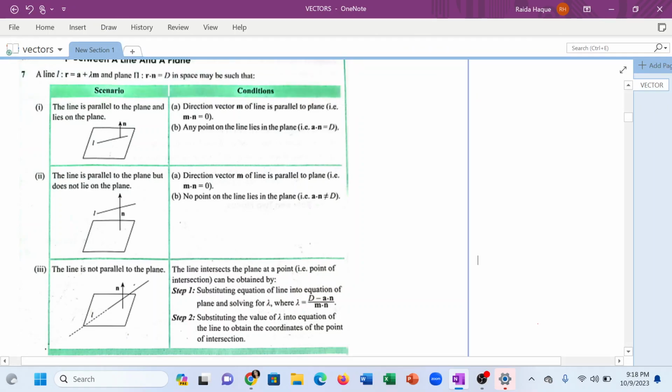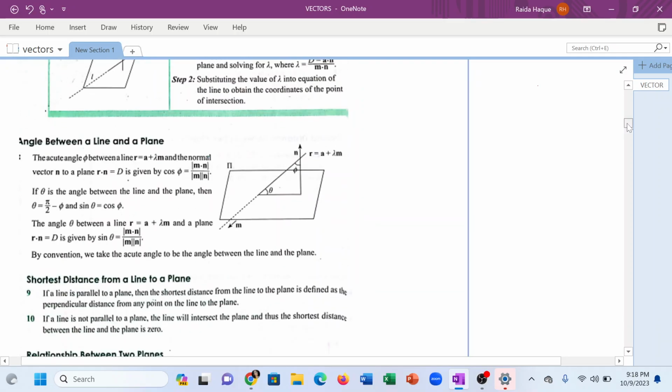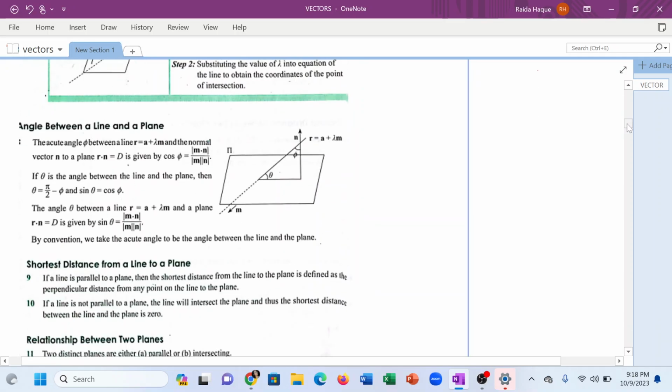Now, our second step will be to substitute the value of lambda into the equation of the line to obtain the coordinates of the point of intersection. So I hope that is clear. We will be moving on to the next part, which is the angle between a line and a plane.